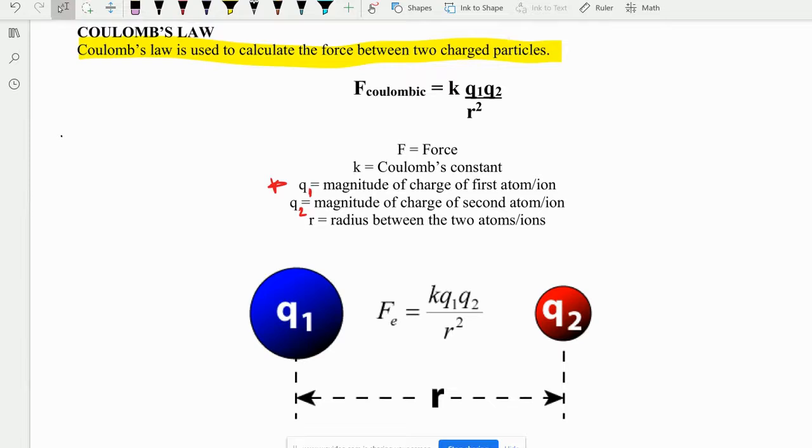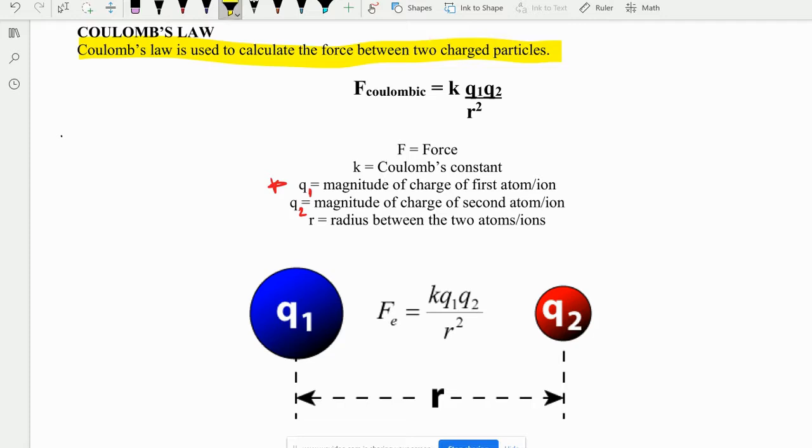So here's Coulomb's law. F equals K, and by the way, K is Coulomb's constant, Q1 times Q2 divided by R squared. And you can see below what each of those variables mean. One thing that may confuse you is when we get to Q1 and Q2 and what that really means.